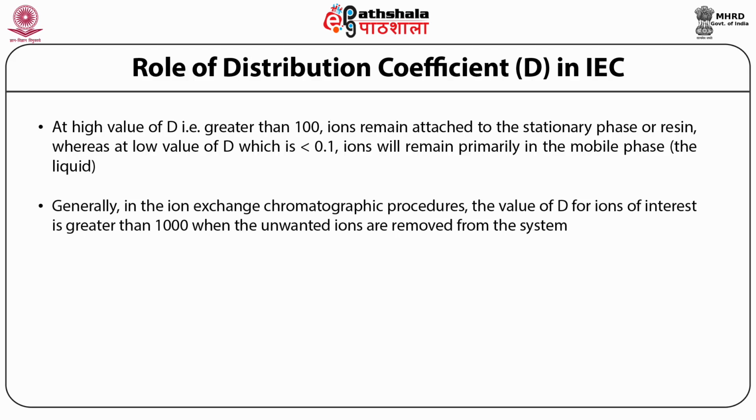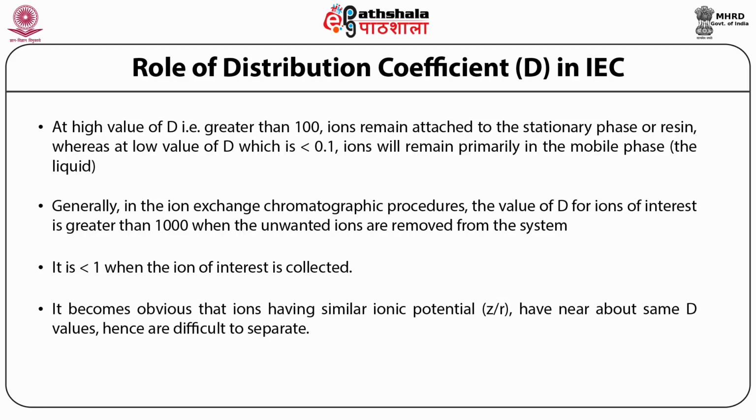Generally, in the ion exchange chromatographic procedures, the value of D for ions of interest is much greater than 1000 when the unwanted ions are removed from the system. That is, the value of D is less than 1 when the ion of interest is collected. Therefore, it becomes very obvious that ions having similar ionic potential, that is Z by R, have about the same D values, hence are difficult to separate.